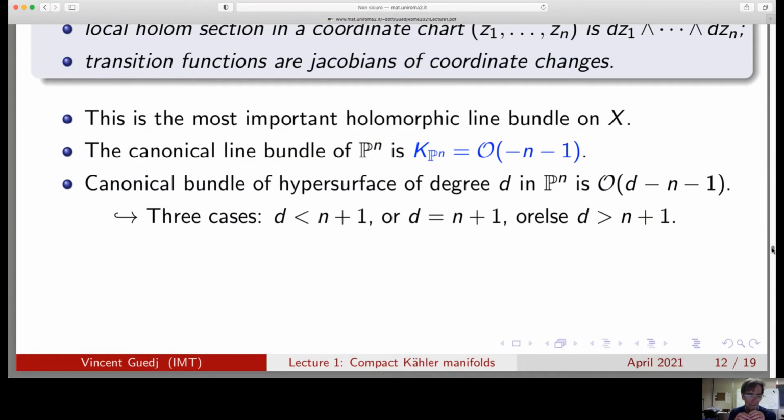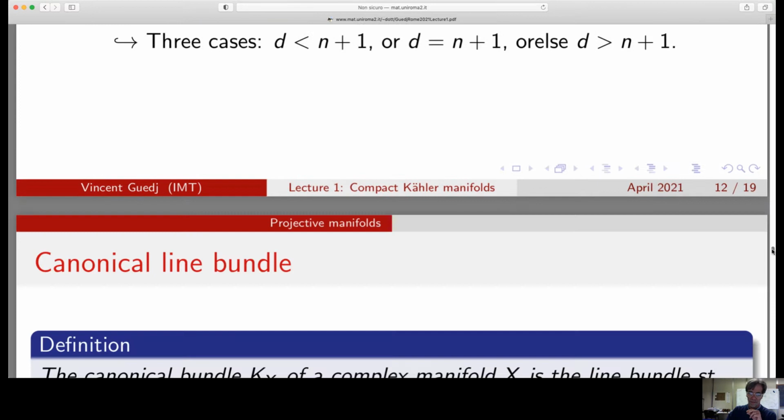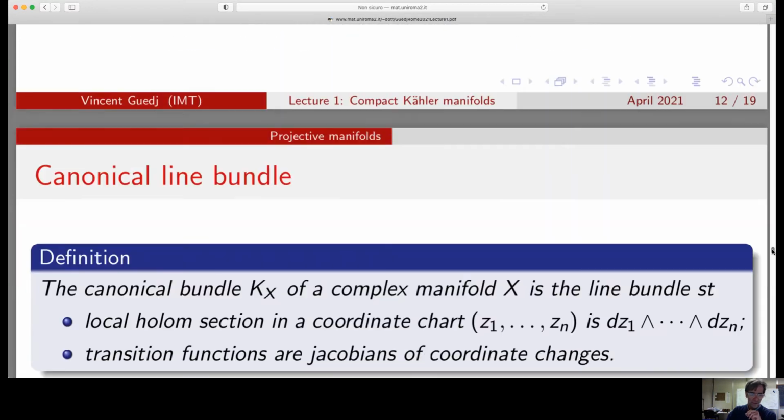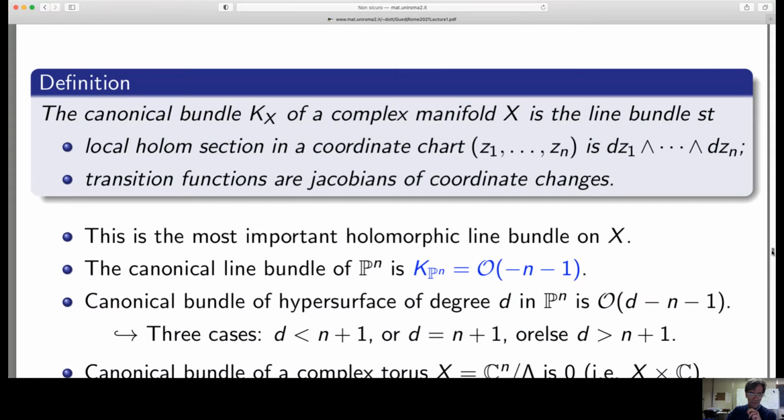Okay, exactly, that's exactly what we want to say: whether d is smaller than n+1, equal, or larger than n+1. So if it is smaller, there are no sections. If it is equal, there's essentially a one-dimensional space of sections. And if it is larger, then there are a lot of sections, a large dimensional space.